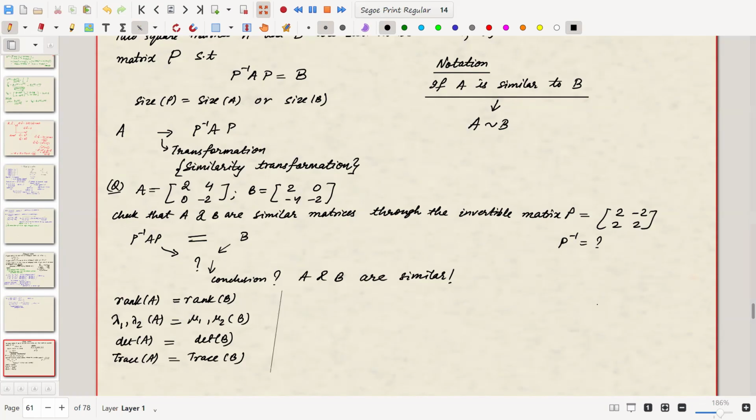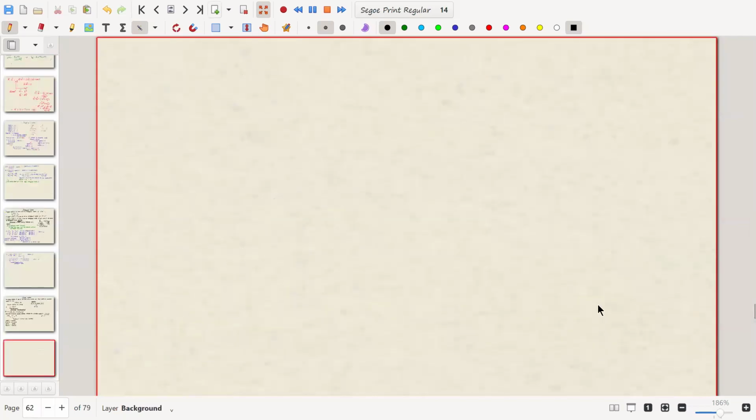Now let us move to some more properties. If A and B are similar, that means there exists P such that P inverse AP equals B, right? Now, through this statement, can you say that if A and B are similar, that also means that A square and B square are also similar?